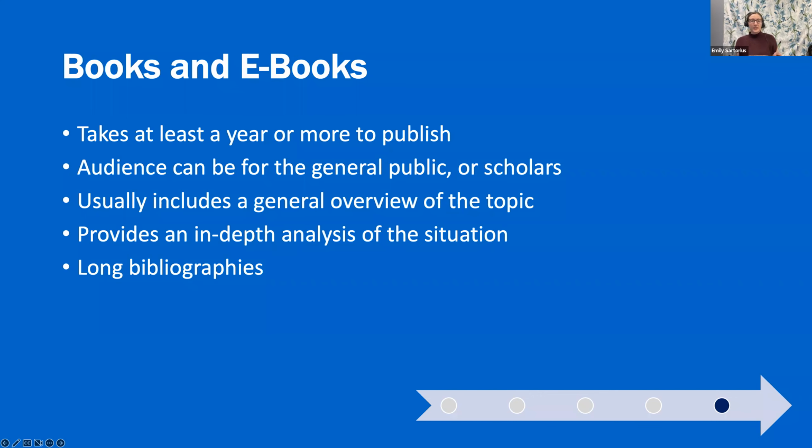When they have a bibliography, which usually scholarly books will because it was written for scholars, it usually is long because the author collected so much information. Books provide an in-depth analysis of the event, and all that takes time to write, edit, and publish. That's why it's the final stage of the information timeline.